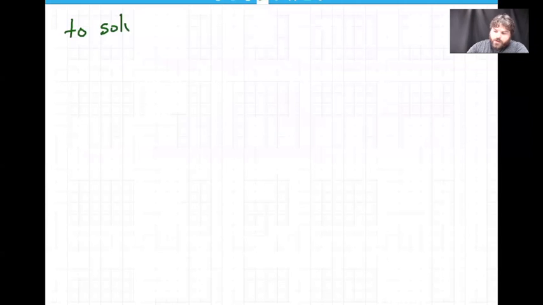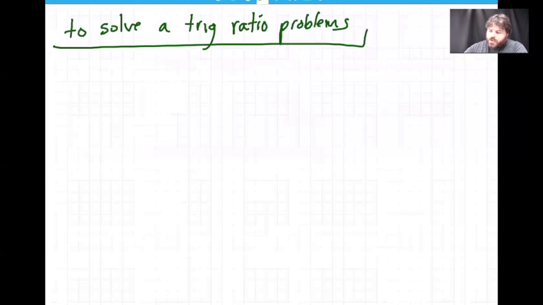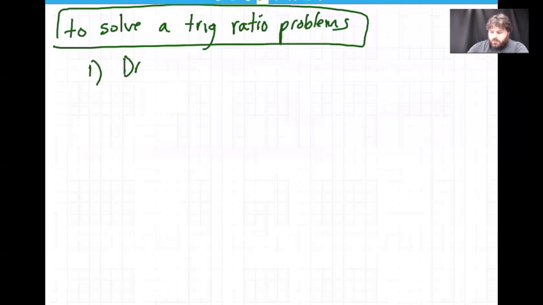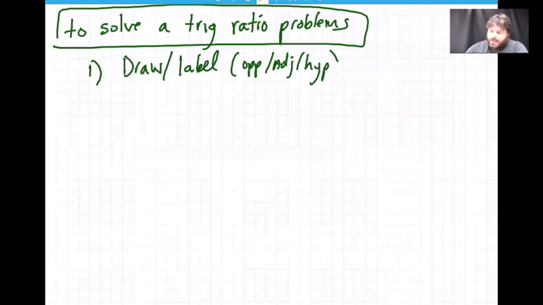All right, so how do you solve one of these trig ratio problems? All right, I'm calling it a trig problem, but really it's just geometry. So how do you solve one of these problems? First thing you do, okay, draw and label. When I say label, I mean opposite, adjacent, and hypotenuse. Draw and label the triangle, okay? That's always the first thing. You want to draw a picture. It really, really does help.